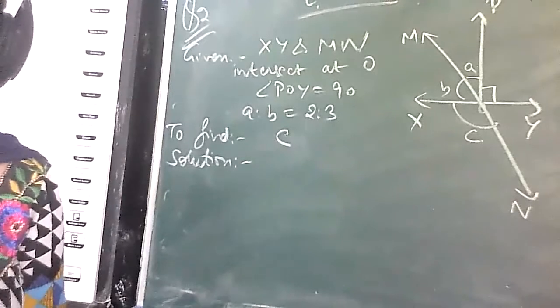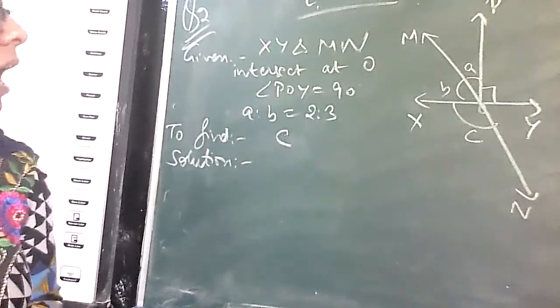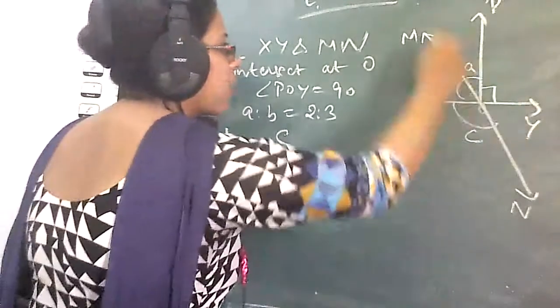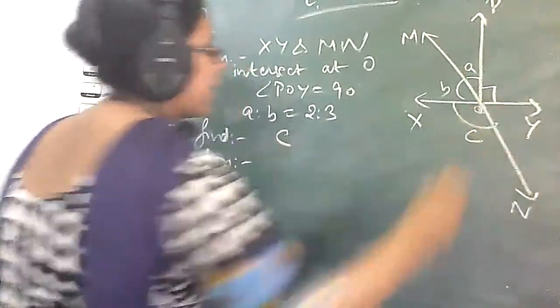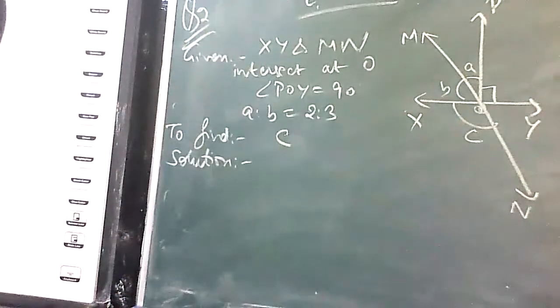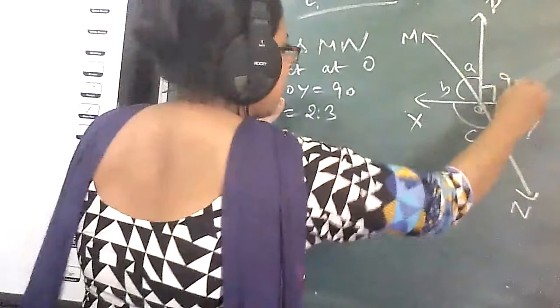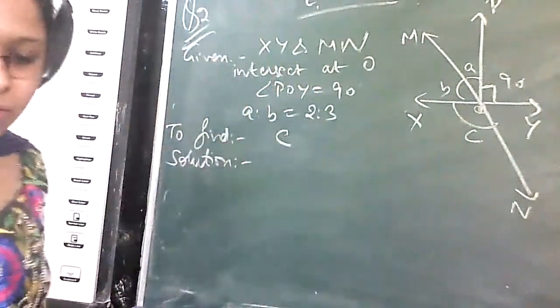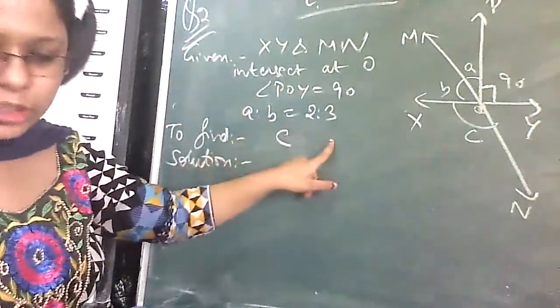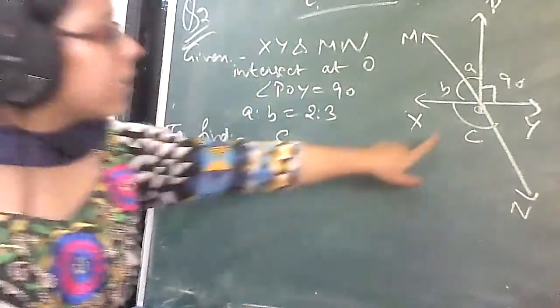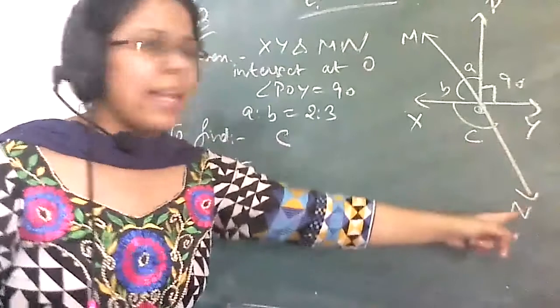So let's move forward to the second question. It says that lines XY and MN intersect at point O, and angle POY is 90 degrees. That is, this angle is 90 degrees. Also, it is given that A ratio B is 2 ratio 3. And what we need to find? We need to find the value of C. That means we have to find the value of angle XON.